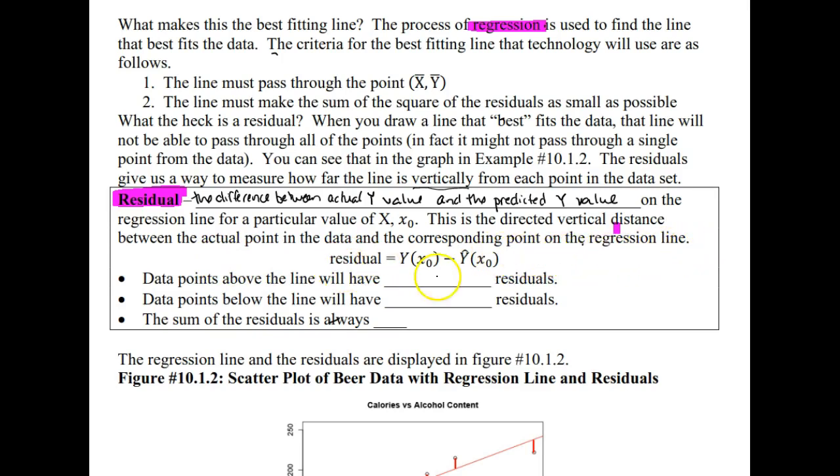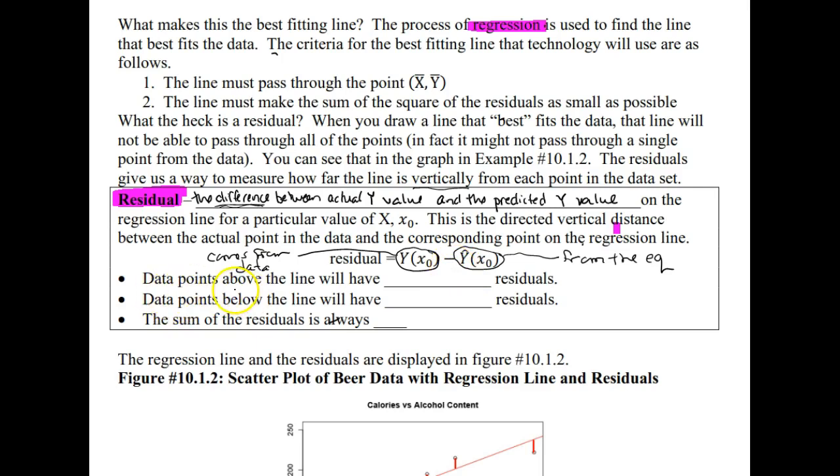This residual we get by finding the actual value in the data. This y coordinate comes from the data. And then we take that same x coordinate and we plug it into the line of best fit that the calculator or computer just gave us. So this is from the equation. And then we take the difference between those two. We subtract them. So that residual can come out to be either positive, negative, or 0.